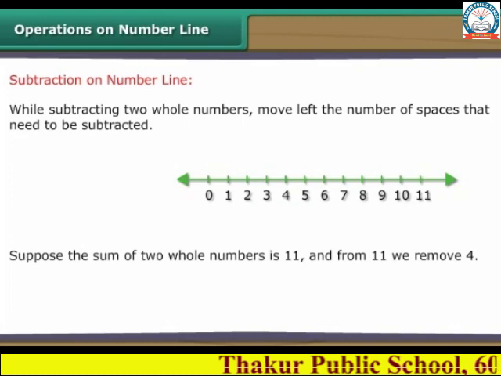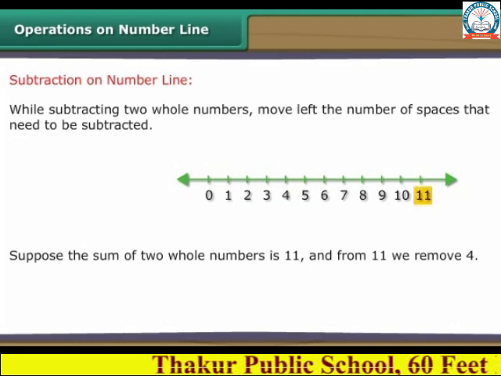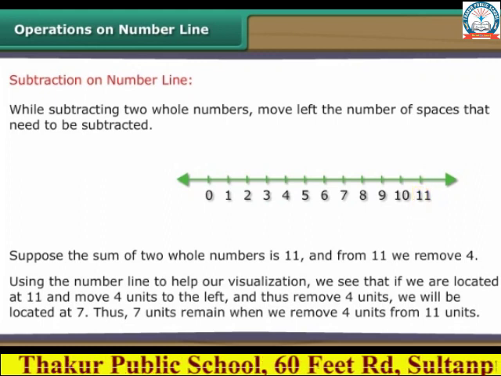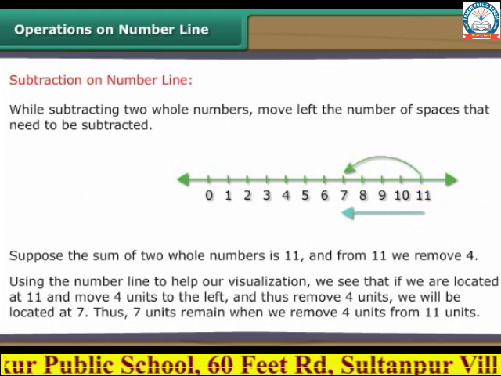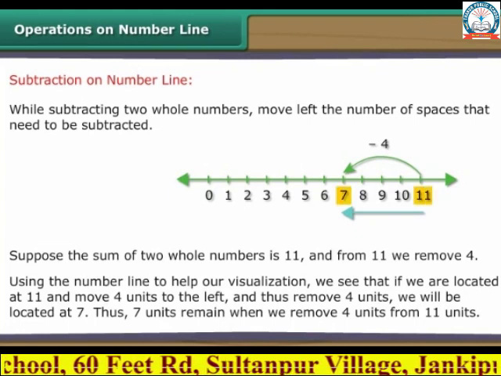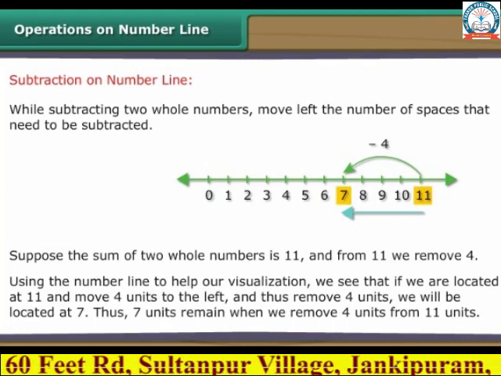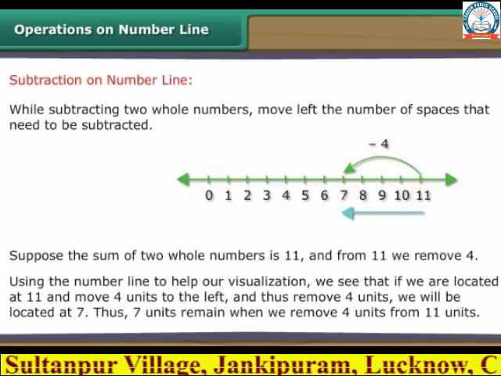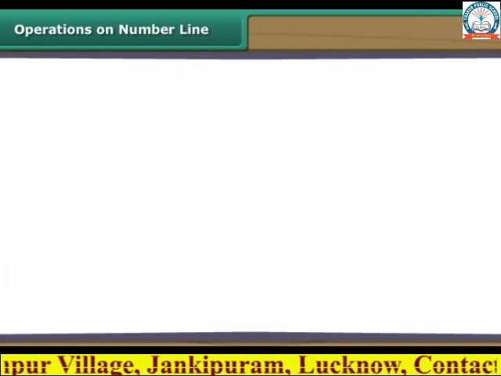Suppose the sum of two whole numbers is 11, and from 11 we remove 4. Using the number line to help our visualization, we see that if we are located at 11 and move 4 units to the left, and thus remove 4 units, we will be located at 7. Thus, 7 units remain when we remove 4 units from 11 units.